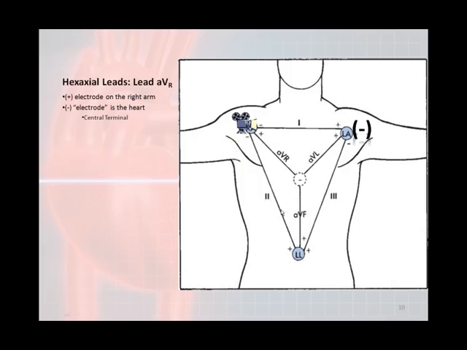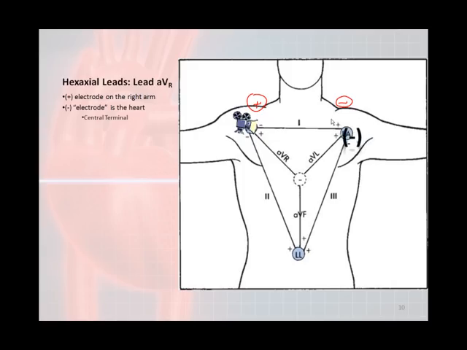Finally, let's look at AVR. What we did with AVR is we actually took the positive electrode, we placed it over here on the right arm. This is the only lead of the hexaxial leads where the positive electrode is on the right arm. The negative electrode is going to be over here on the left arm. If we were to use this lead, this is a polar opposite of lead 1. But what we're doing here is we're actually getting another view. So we're going to move the electrode down into the central terminal. What this does is it actually gives us another view of the heart.